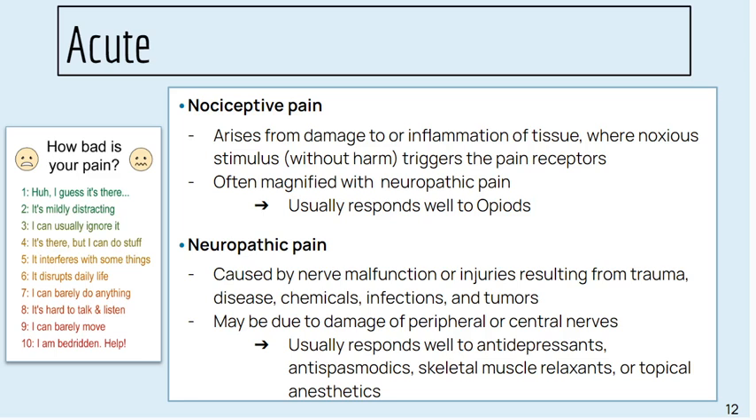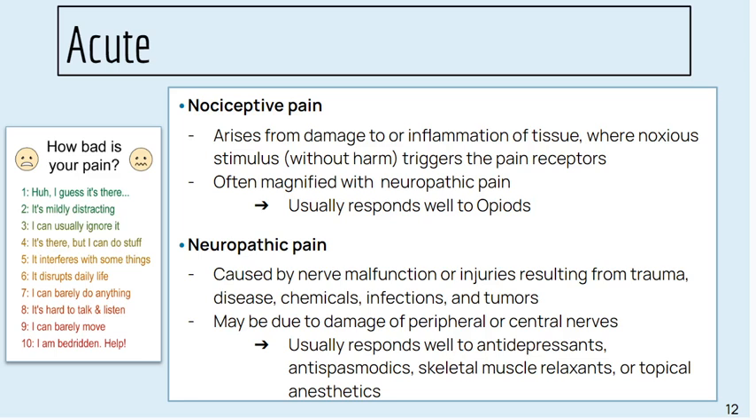So our body's obviously sensing that heat, and that's why our body tells us to pull our hands away. It's that noxious stimuli that's telling us something obviously can be worse if we leave our hand touching that cookie sheet. This type of pain can also be magnified with neuropathic pain, but does respond well to opioids.